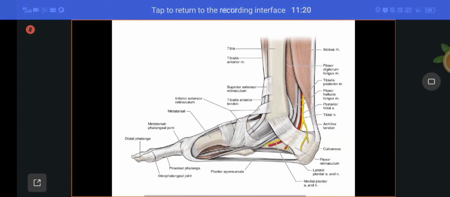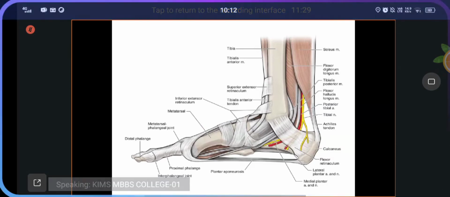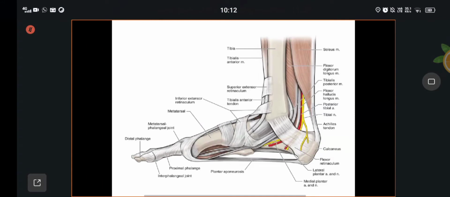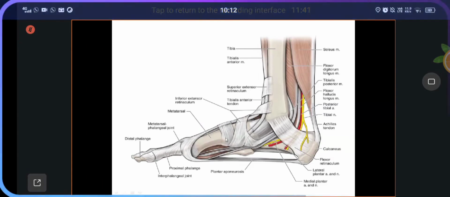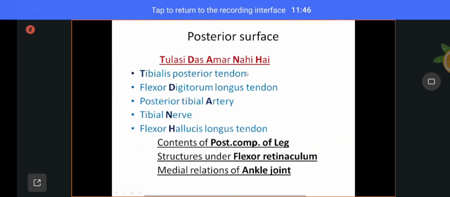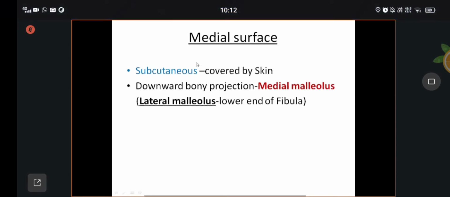On the lateral side, another retinaculum is present, that is the peroneal retinaculum. Around the ankle, you will have three types of retinacula: extensor, flexor, and peroneal. Peroneal, two in number, superior and inferior. Extensor, two in number, superior and inferior. Flexor, only one. There are three types of retinacula, but five in number around the ankle joint. Unlike the wrist joint, where you will have only two types of retinacula. These are the structures related to the posterior surface.